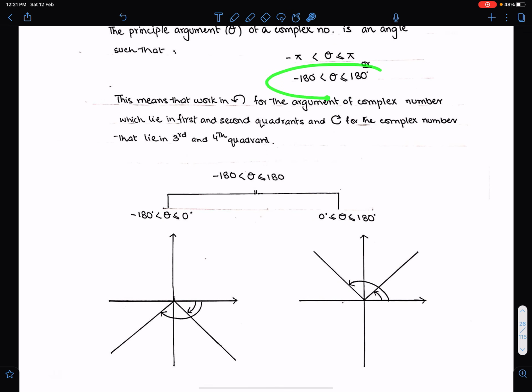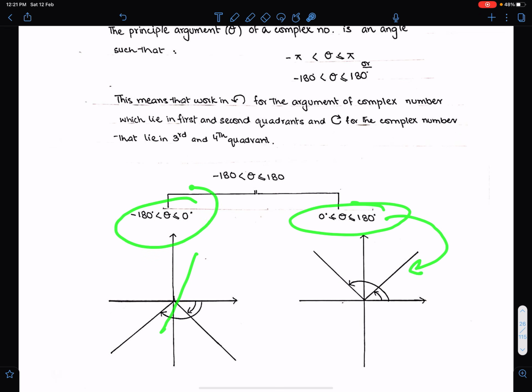We can split this domain into these two domains, minus 180 to 0 and 0 to 180. This means work in clockwise direction till here. So for complex numbers lie here, here and here, you have to work in clockwise direction. And for complex numbers which lie here and here, you have to work in anti-clockwise direction. This is the meaning of this domain, and this is the meaning of this domain.